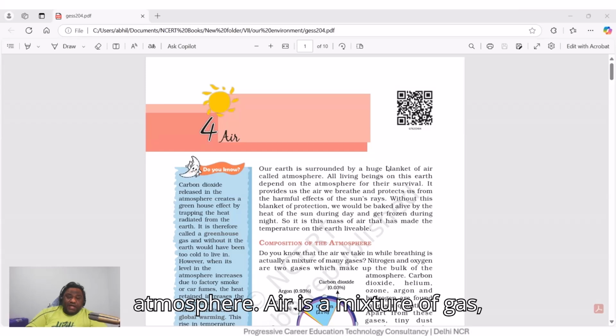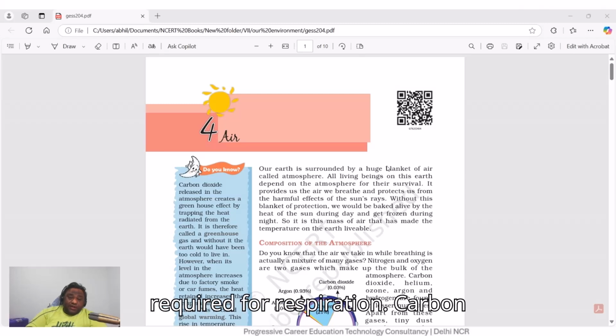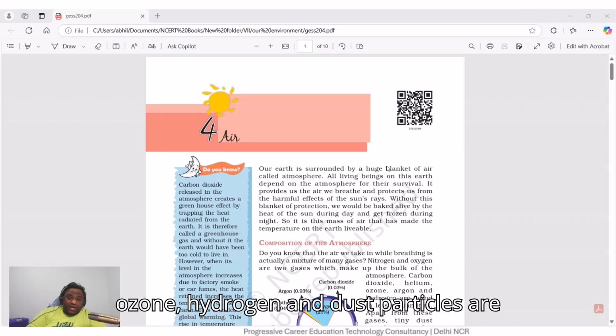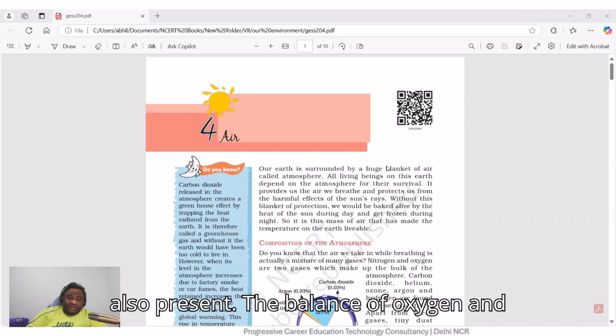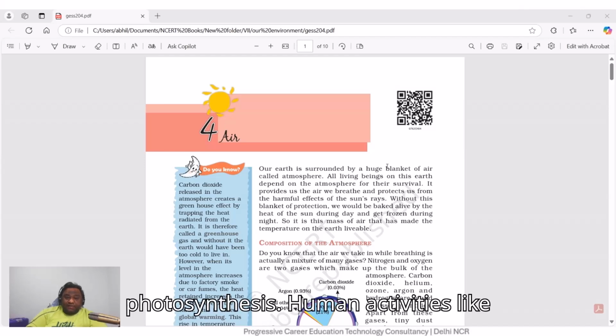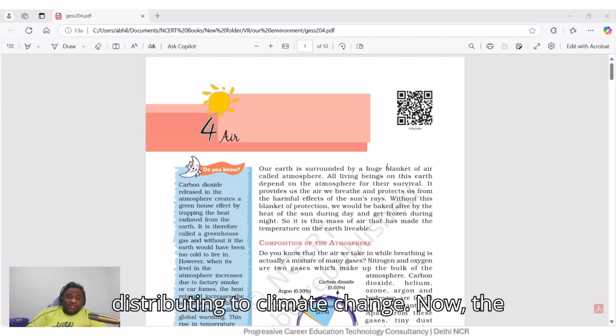Composition of atmosphere. Air is a mixture of gases: nitrogen, essential for plant growth, fixed by soil bacteria; oxygen, 21%, required for respiration; carbon dioxide, 0.03%, used by plants in photosynthesis. Other gases like argon, helium, ozone, hydrogen, and dust particles are also present. The balance of oxygen and CO2 is maintained by respiration and photosynthesis. Human activities like burning fossil fuels disrupt this balance, contributing to climate change.